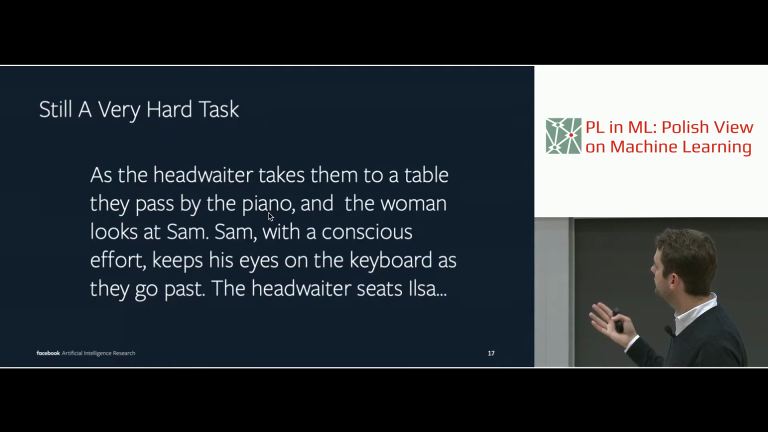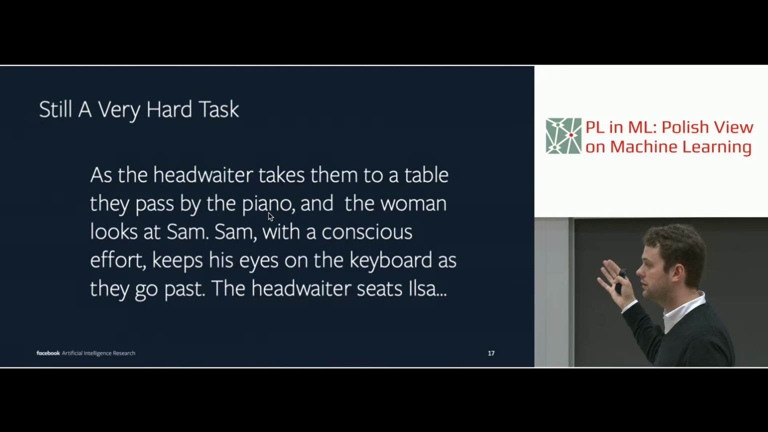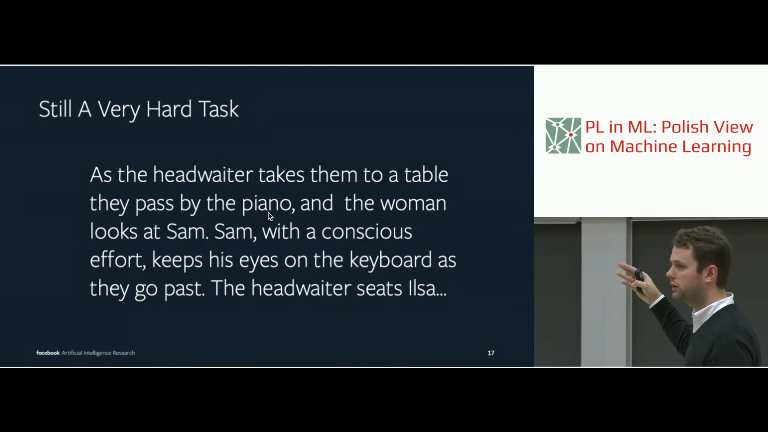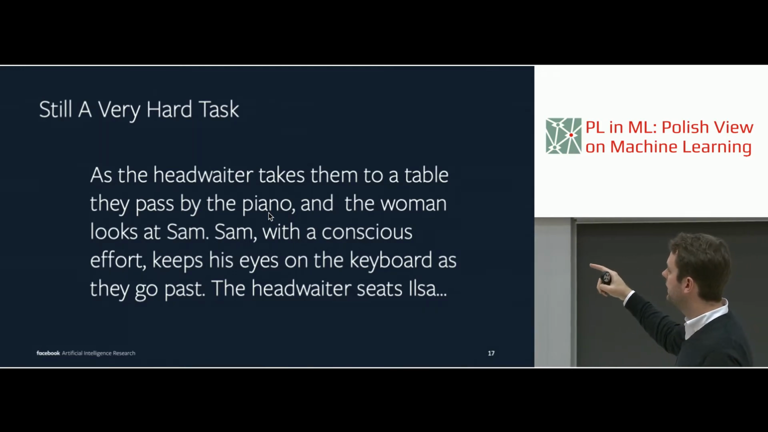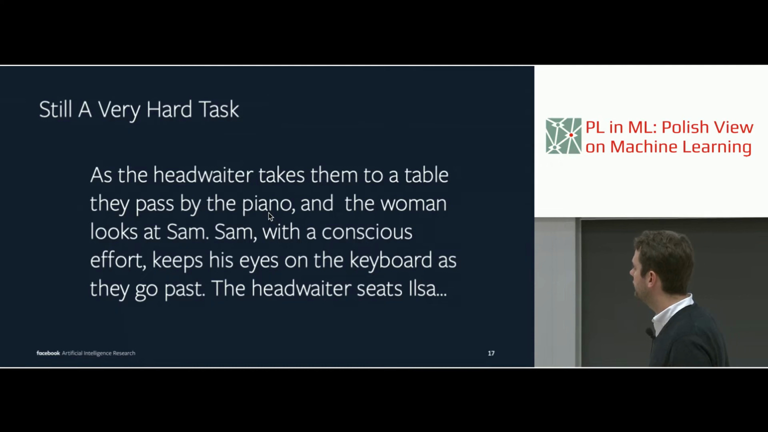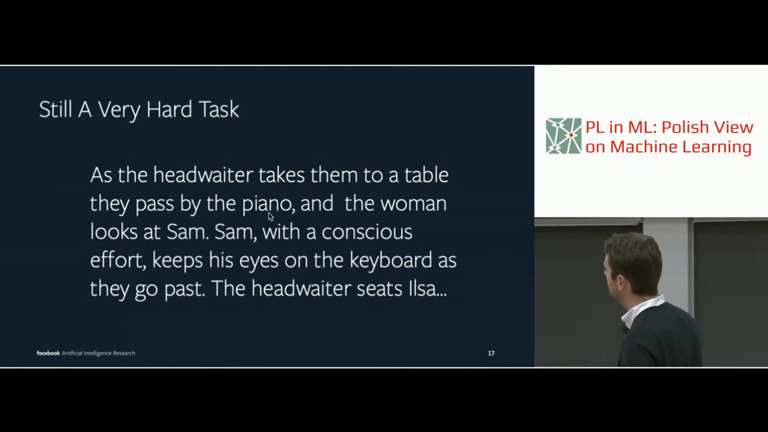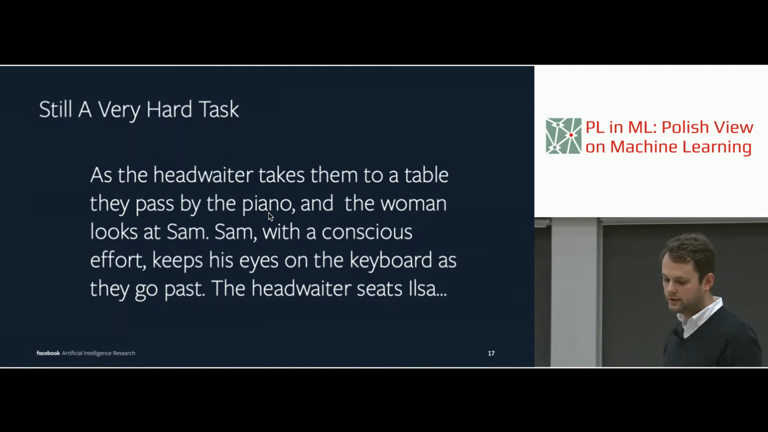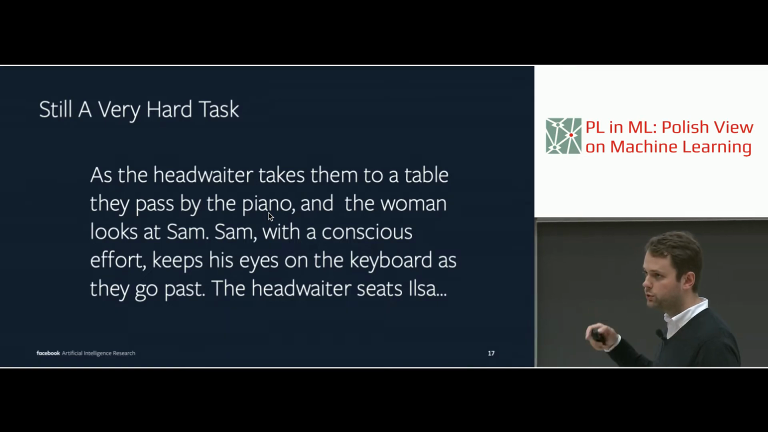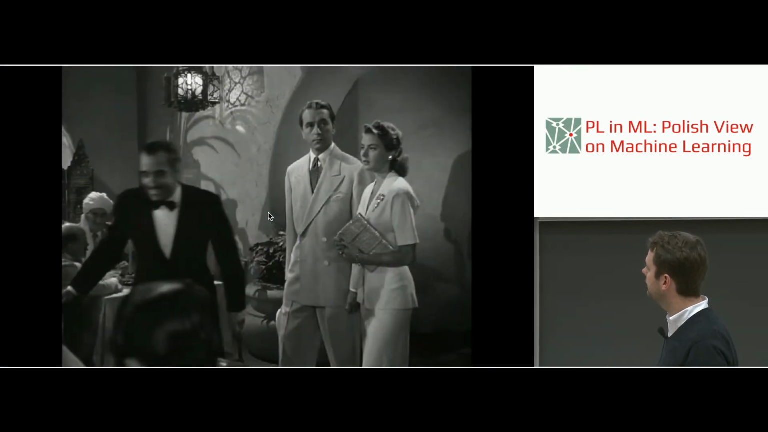So to give you an example, this is actually taken from the script. It's describing a scene in Casablanca. As the head waiter takes them to a table, they pass by the piano, and the woman looks at Sam. Sam, with a conscious effort, keeps his eyes on the keyboard as they go past. The head waiter sits Ilsa. Let's watch the video clip that is aligned to this thing.